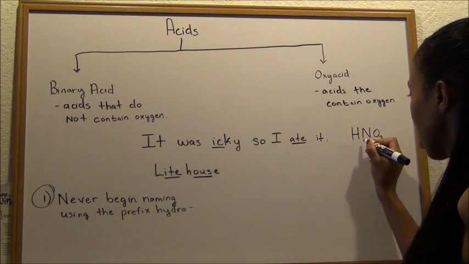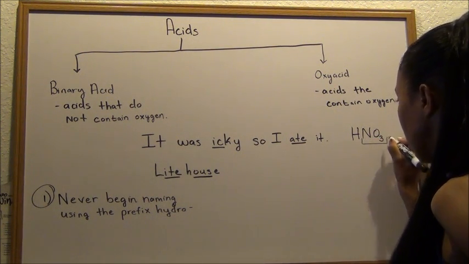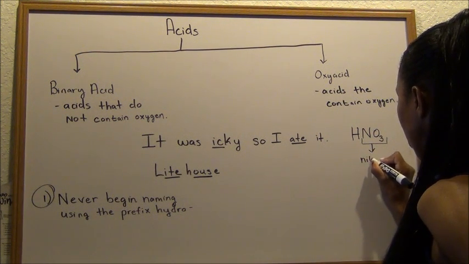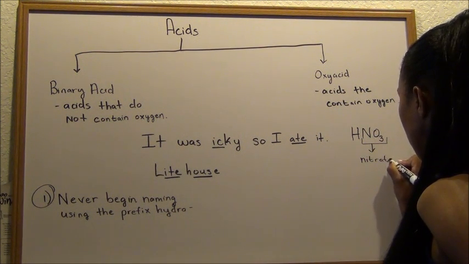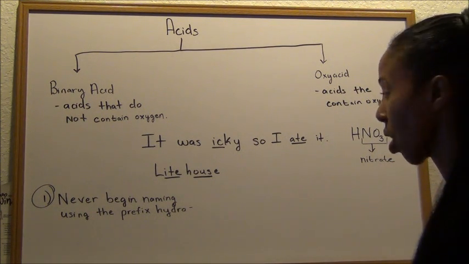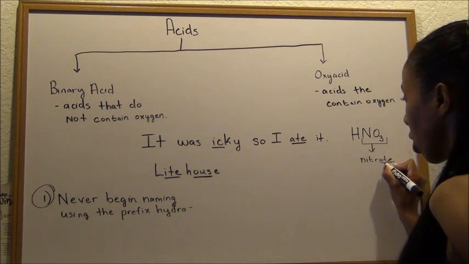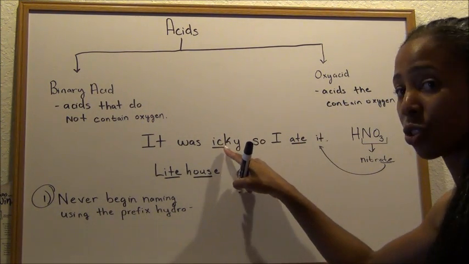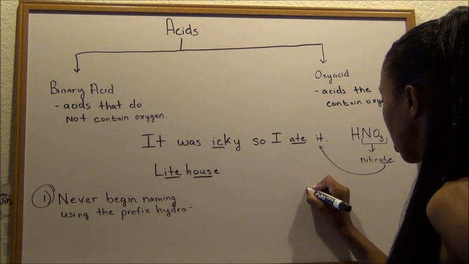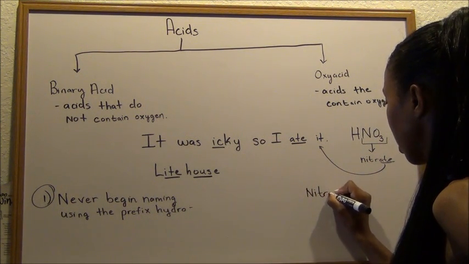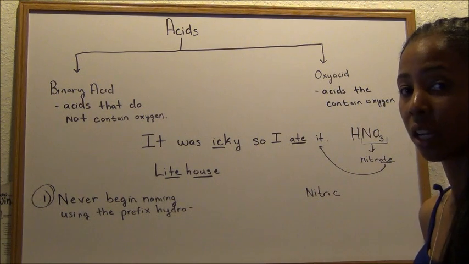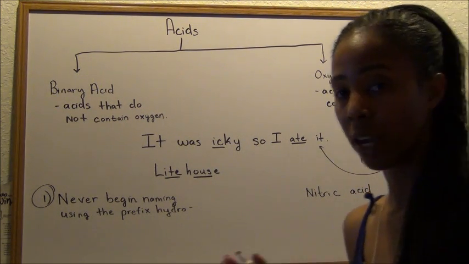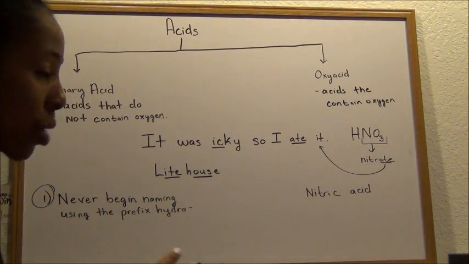So here, we're going to look at the polyatomic ion. The polyatomic ion here is called nitrate. Since it's called nitrate, we can go here for how to figure it out. Since it's an ate, we turn it into an ic. This becomes nitric. And then we end it in acid. We don't begin using the word hydro. So this is just nitric acid.